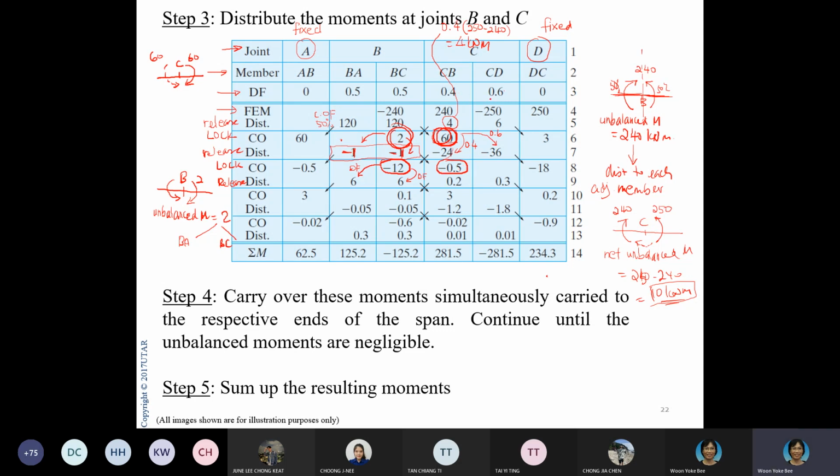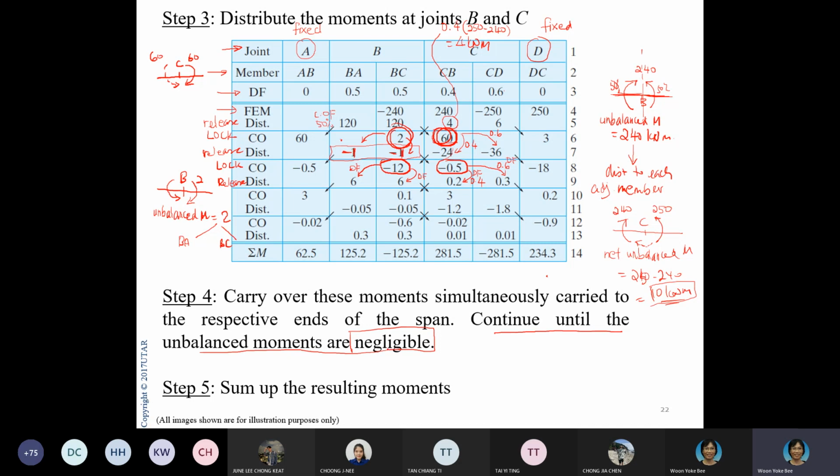Same thing here, -0.5, so you use 0.4 and 0.6. Here you use 0.6, here you use 0.4. Use your distribution factor. So you keep on doing this, and then the question is, when do you stop? You continue until your unbalanced moments are negligible.